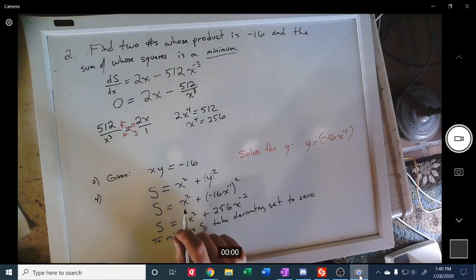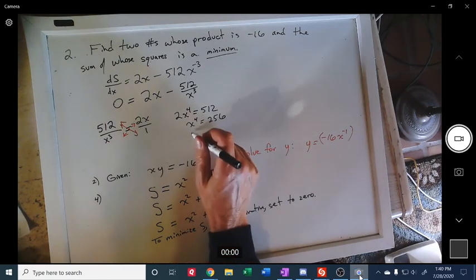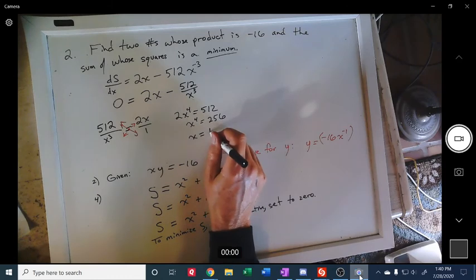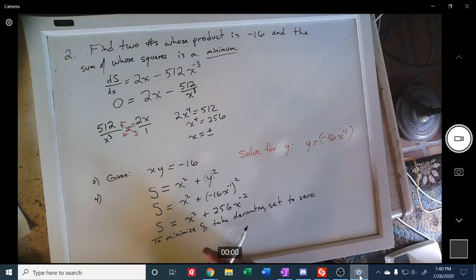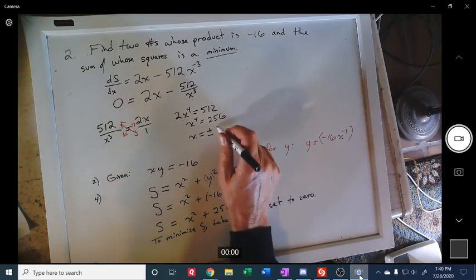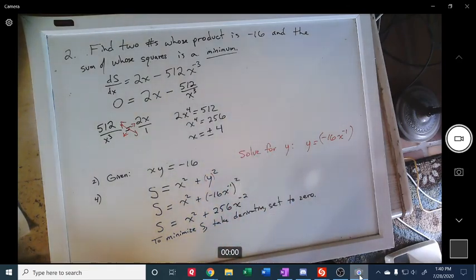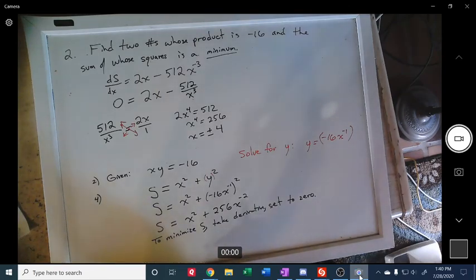Take the 4th root of both sides. Since it's an even root, I'm taking it on both sides, I have to put a plus or minus sign. I get x equals plus or minus 4. And it turns out either one of those is correct, because when x is positive 4, y is negative 4, or if x is negative 4, y is positive 4. Either combination works. And so the two numbers.